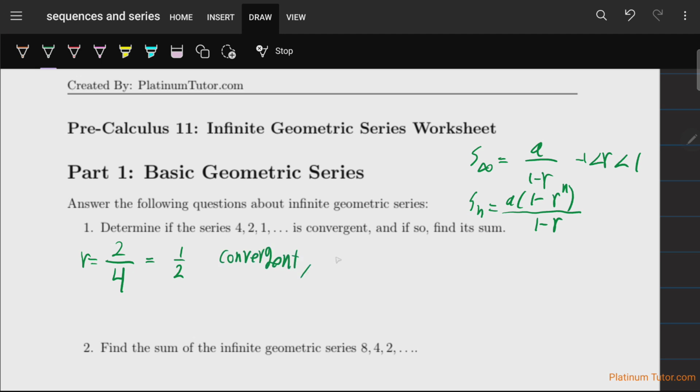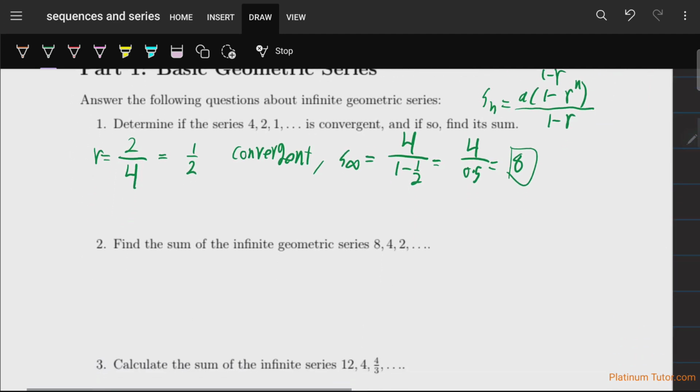And to find the sum, we simply use our formula. A is 4, and our R value was 1/2. So this will be 4 over 1 minus 1/2, which is 0.5, and 4 divided by 0.5 is 8. So the sum comes out to 8. All right, let's try the next problem.